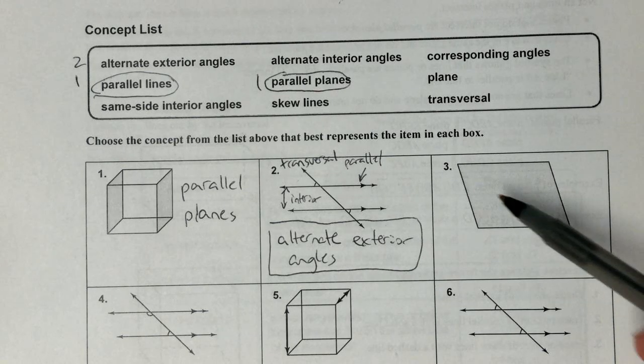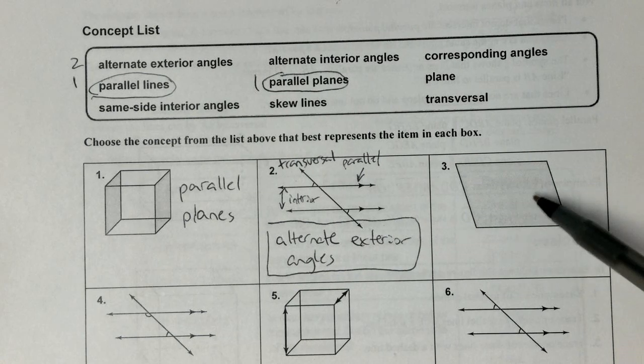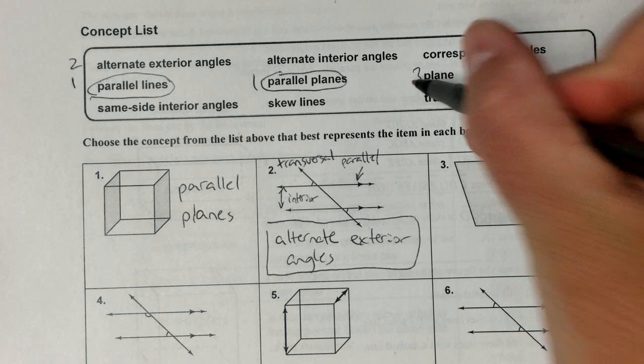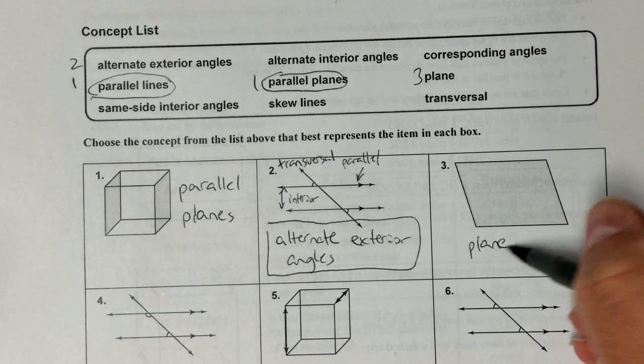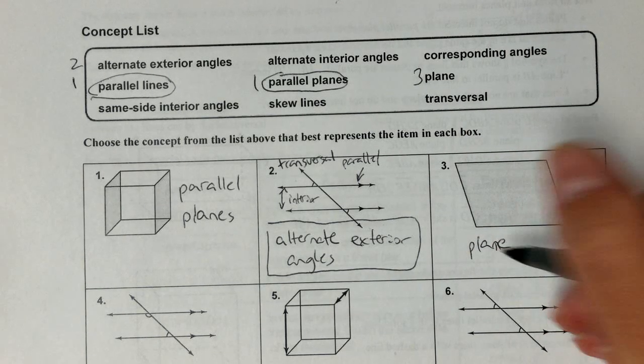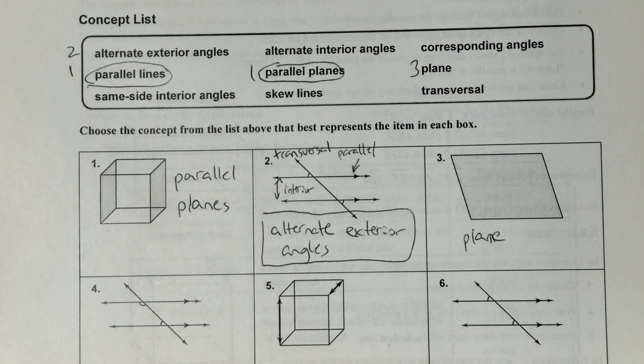Number 3, this is just a parallelogram and it's shaded, so this is going to be a plane. So that's what we mean by plane. Remember, point, line, and plane are your undefined terms.